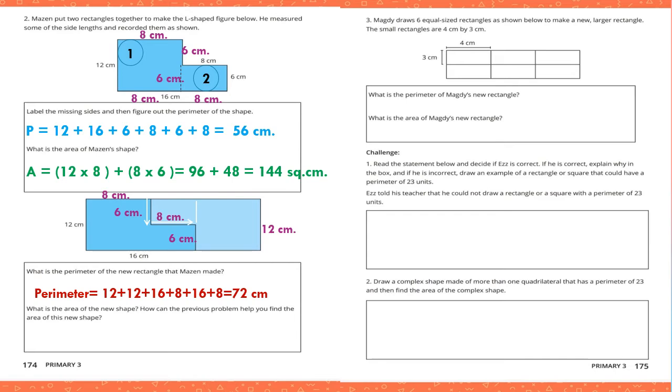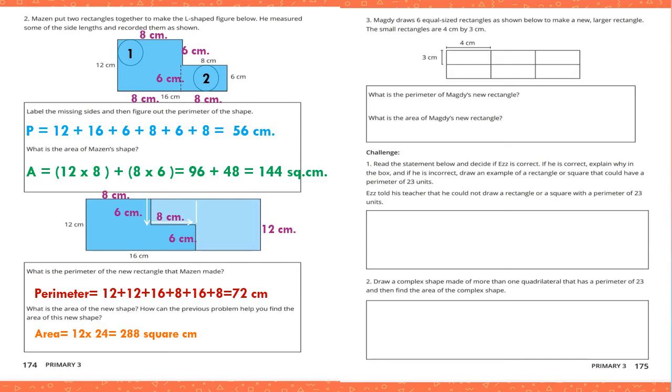What is the area of the new shape? So the area will be length times width. The width will be 12 and the length will be 16 plus 8 equals 24. So area equals 12 times 24 equals 288 square centimeters.